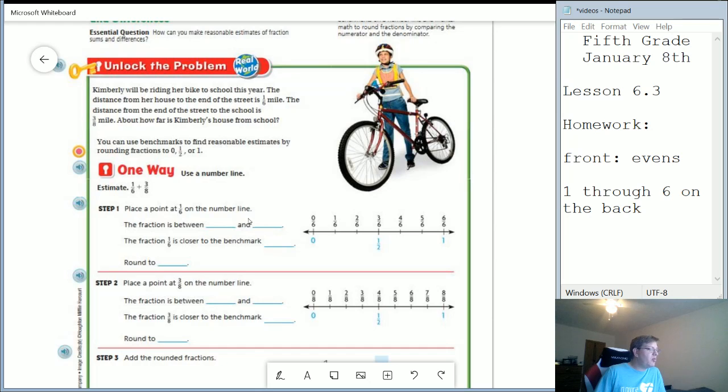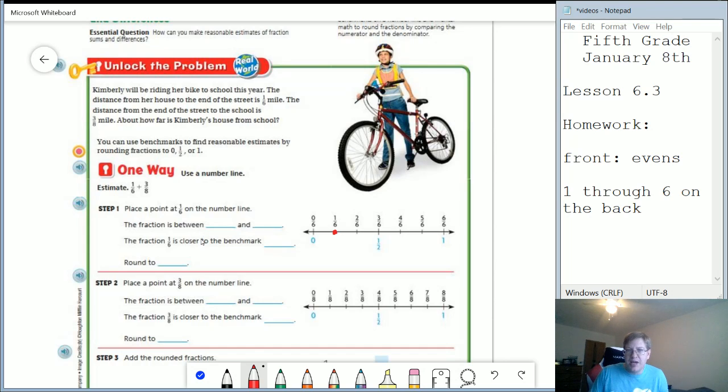So they want us to put 1/6 on the number line. Actually, I will go ahead and use red. So I'm going to put a red dot here. You go ahead and do that. I will talk about these questions in just a moment. I'm going to do the first couple parts where we go ahead and figure out where these go. Next thing we're going to do is go ahead and put this here.